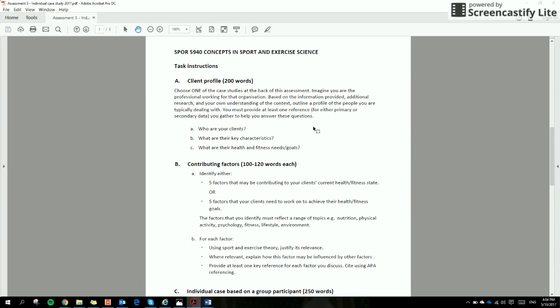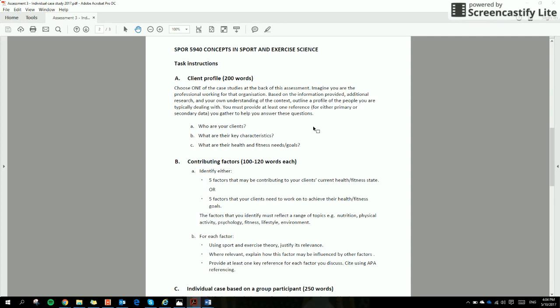So once you've chosen one of the roles, you need to read through the description I've given of it. You need to do a little bit of your own research about what that kind of a role would involve, and then look at what your own understanding is of the context as well. Maybe you have experience in this area already that you can bring to the table. And then the key word here is that you must outline a profile of the people that you are typically dealing with. So basically, you need to provide me with an outline of who are these people? Who are the clients you're working with?